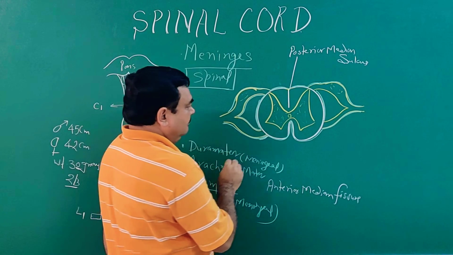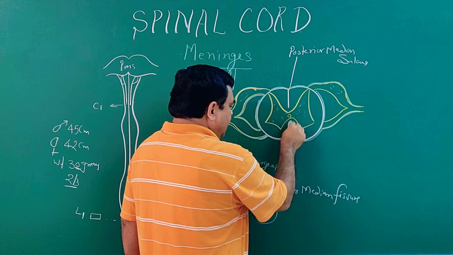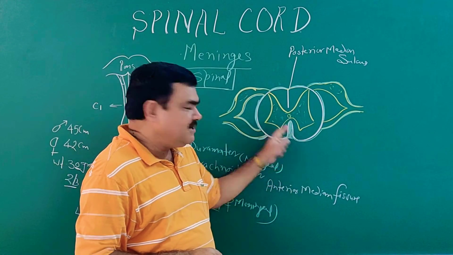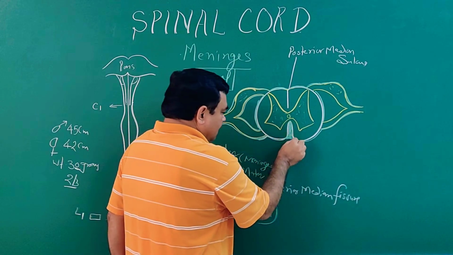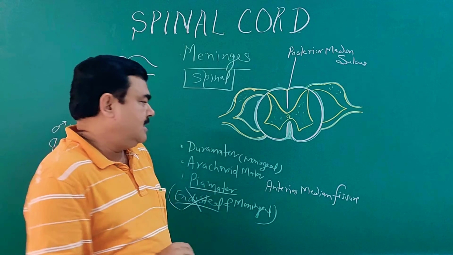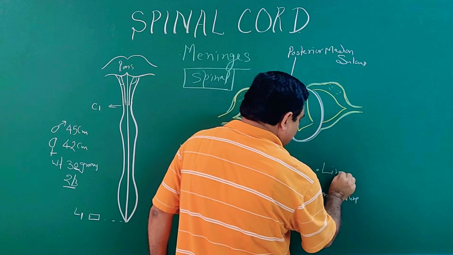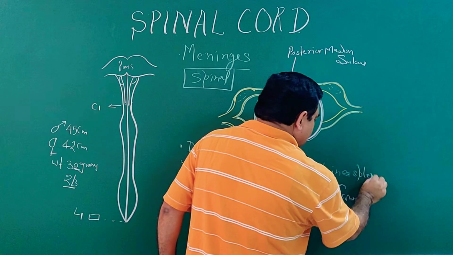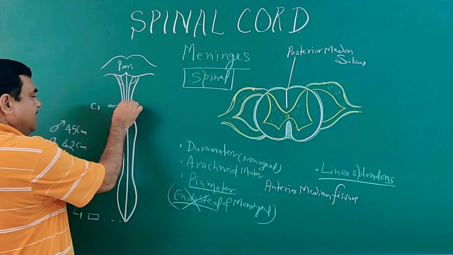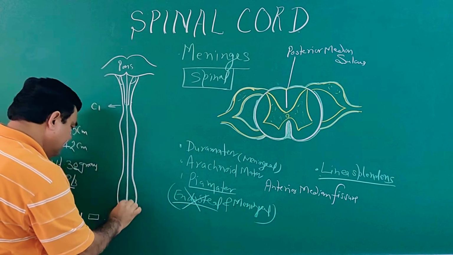Here, this pia mater forms, on the anterior side in the anterior median fissure, these two layers join and form the linea splendens. This is the linea splendens. So it extends here. This is the median fissure. So from here to here, this is the linea splendens.